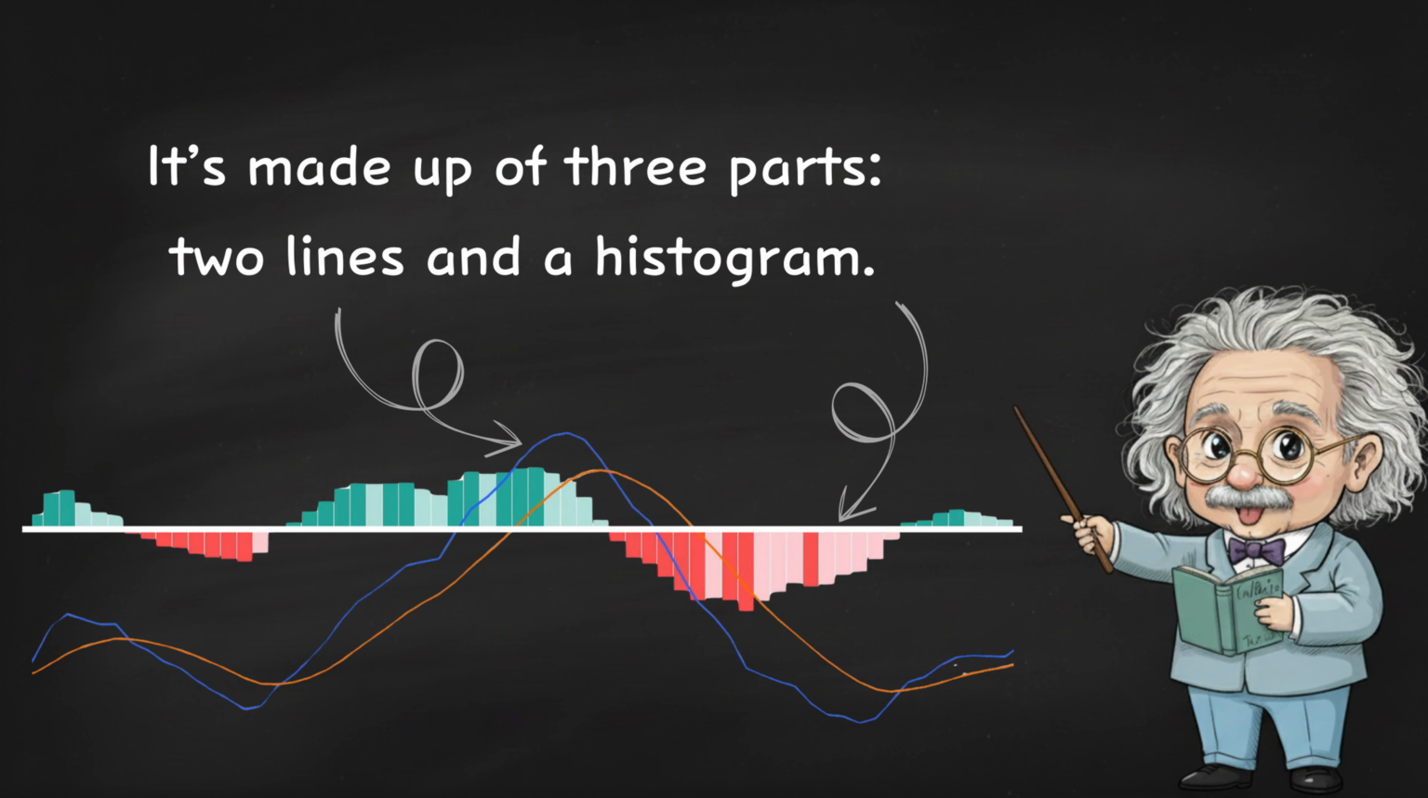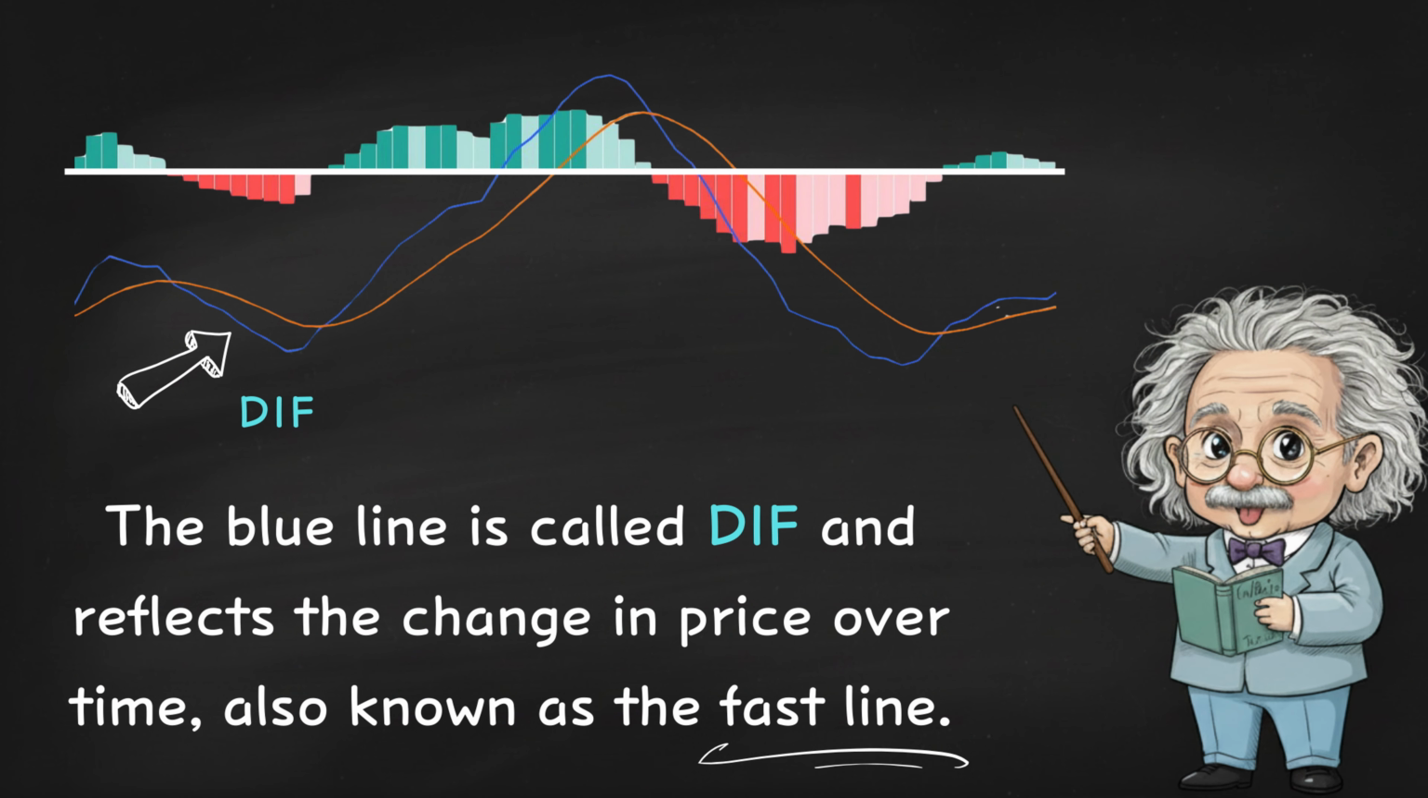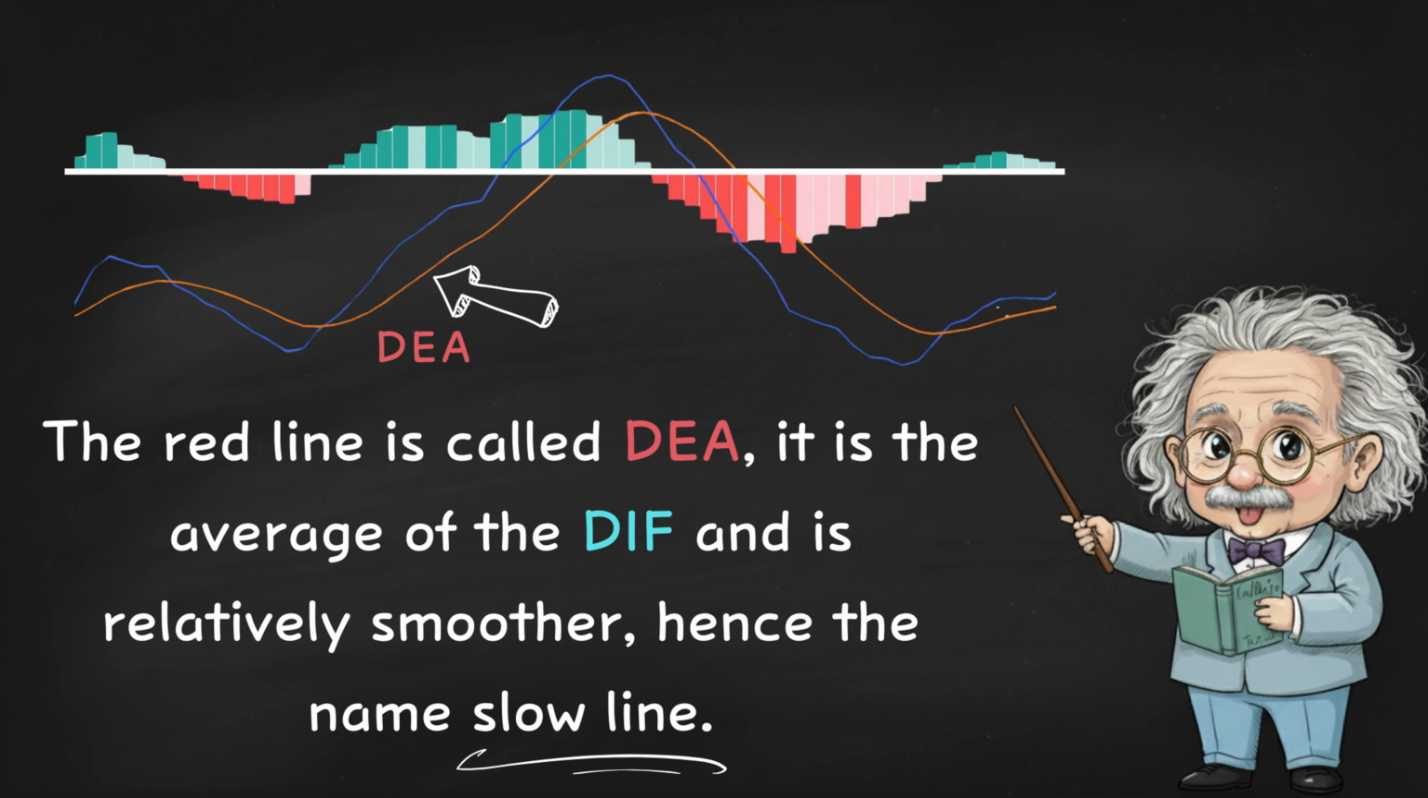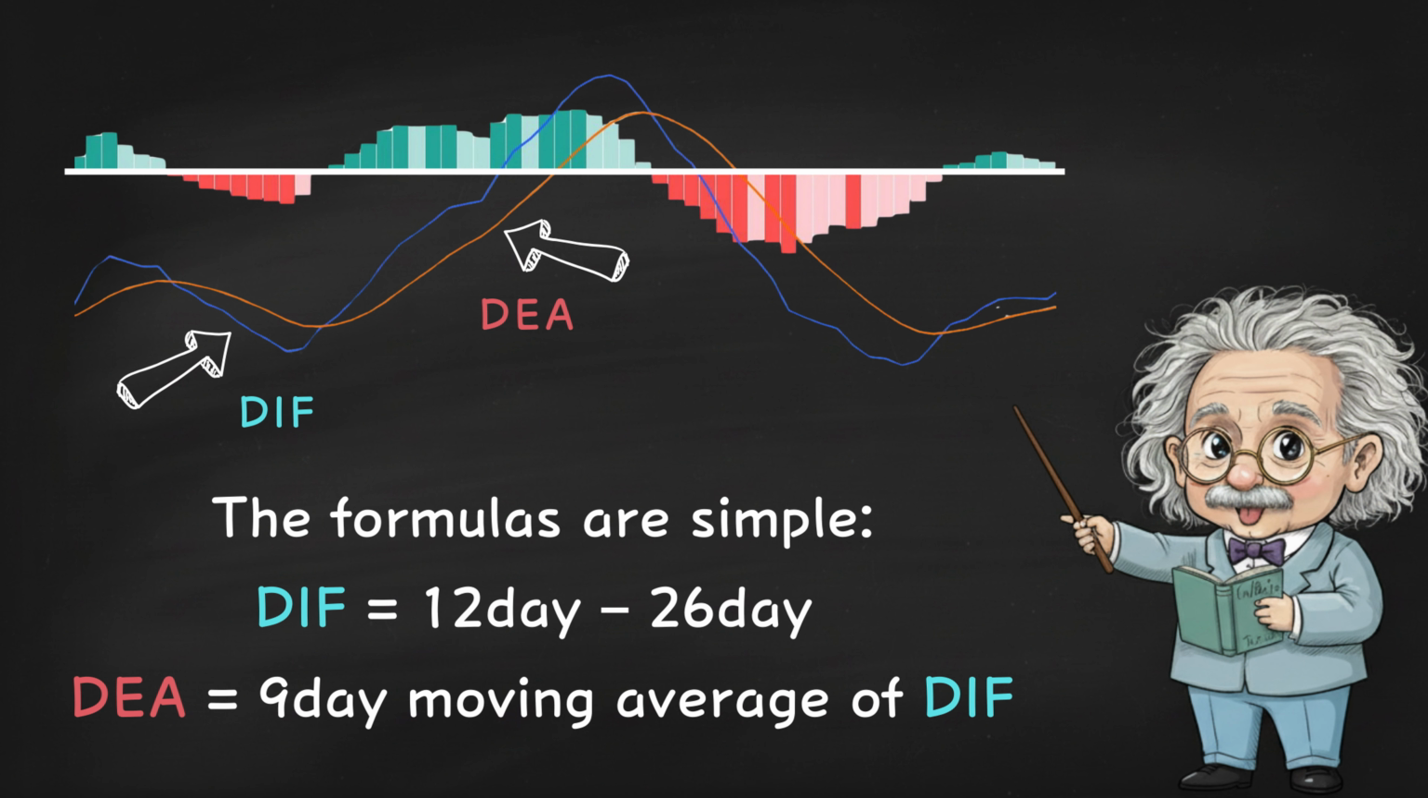It's made up of 3 parts, 2 lines and a histogram. The blue line is called DIF and reflects the change in price over time, also known as the fast line. The red line is called DEA. It is the average of the DIF and is relatively smoother, hence the name, slow line. The formulas are simple. DIF equals the 12-day moving average minus the 26-day moving average. DEA equals the 9-day moving average of DIF.